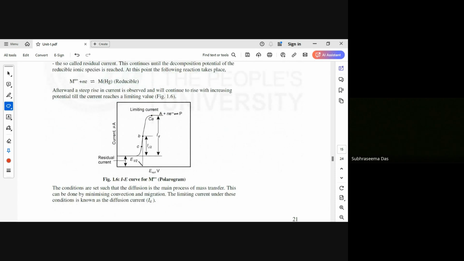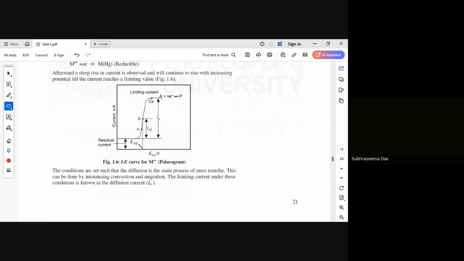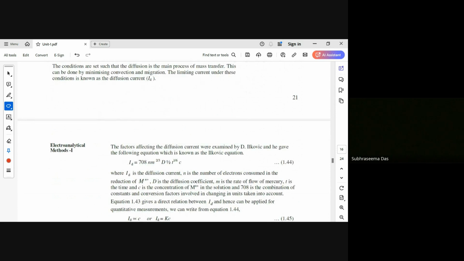So, from the graph, we see that it first continues, then a steep rise increases up to a certain point, and then it continues till it reaches a limiting value. The limiting value in a polarographic current is known as the diffusion current, or how we define it, Id. This diffusion current or the limiting current is given by the equation 708 n m to the power 2 by 3 d to the power half t 1 by 6 into c.